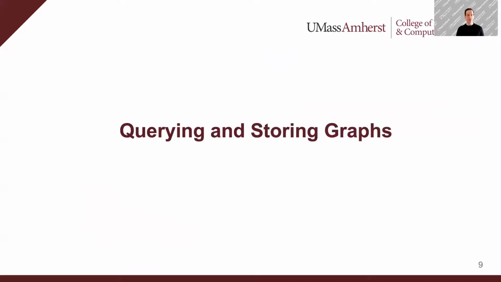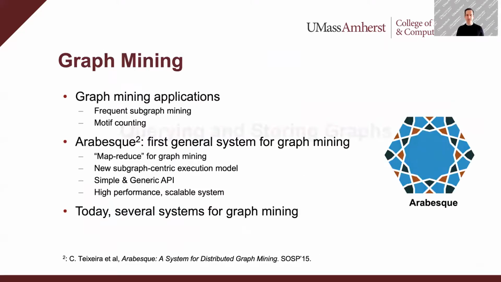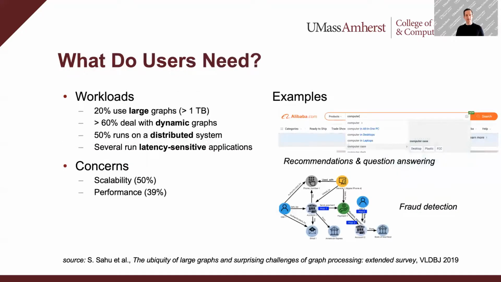Now, another big area from my group is querying and storing graphs. In previous work, I have worked on graph mining applications like frequent graph mining and motif counting. And I developed Arabesque, which was the first general system for graph mining. Basically, you can think of it as a MapReduce for graph mining. You could run graph mining with a simple API on a distributed system, and very efficiently. Today there have been several follow-up works on graph mining that have built on the experience of Arabesque. So what is the next step, the next problems?